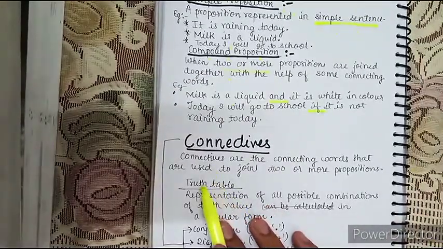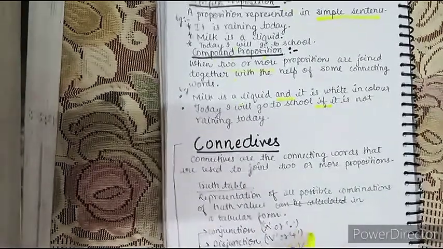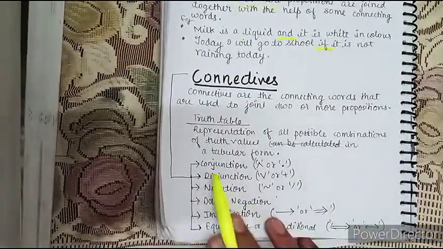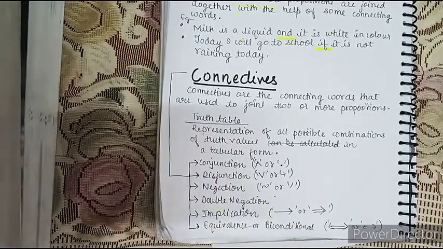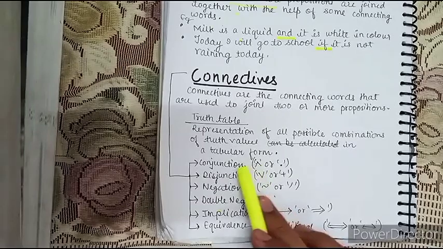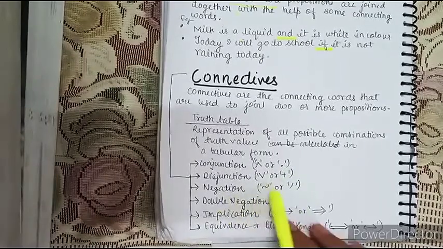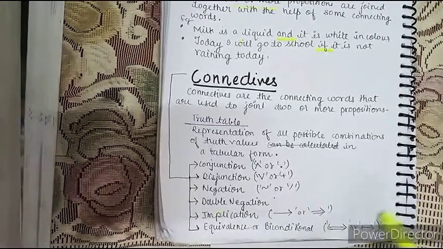After that, truth tables. The truth table is a representation of all the possible truth values in a tabular form. Now coming to connectives, the types of connectives: conjunction, disjunction, negation, double negation, implication, equivalence or biconditional. Conjunction is an AND operator, disjunction is an OR operator, negation is complement, double negation is double complement, and implication and equivalence or biconditional.